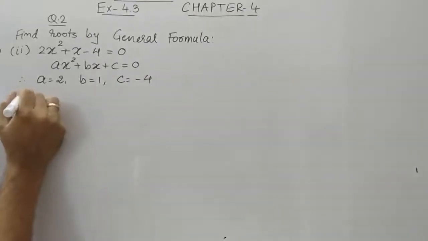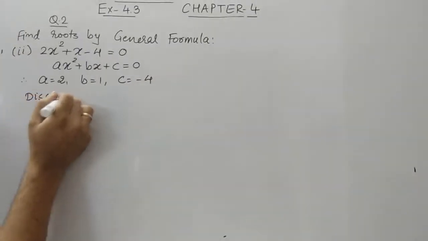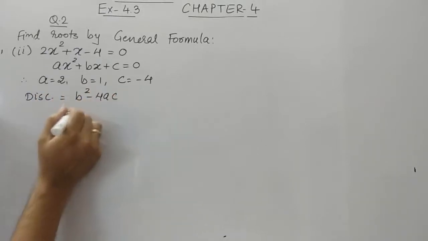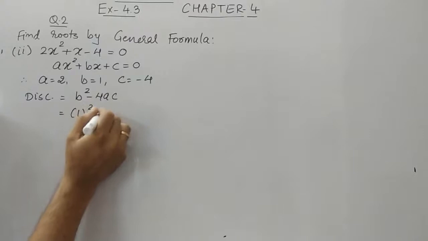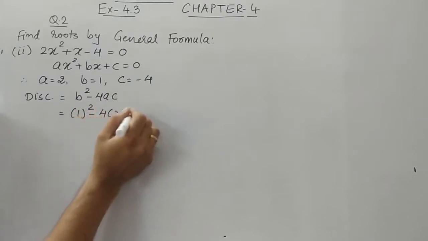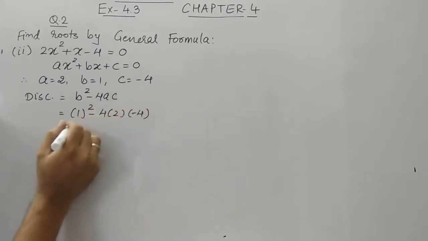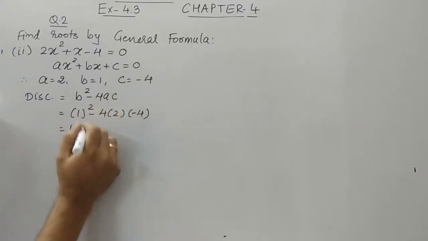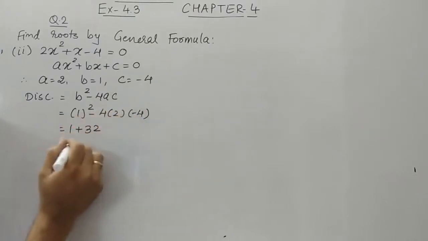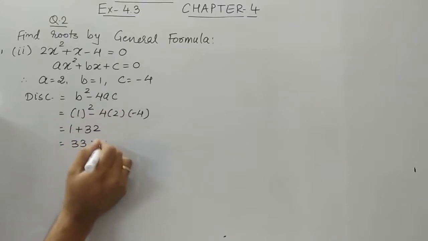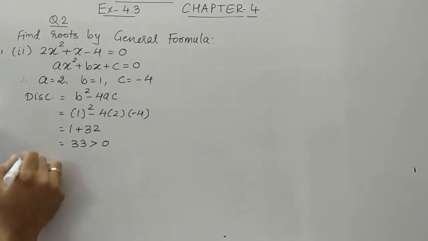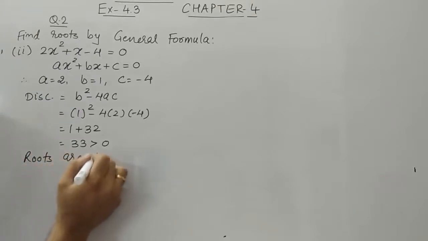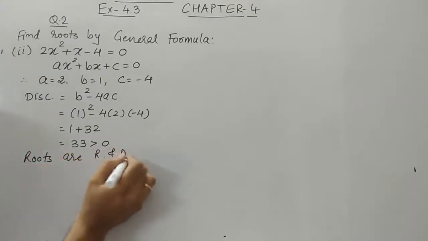Now let's find the discriminant, which is b square minus 4ac. b is 1, a is 2 and c is minus 4. It is 1, see, minus minus becomes plus, 8 4s are 32. So here we obtain 33. Again it is greater than 0, so we can say that the roots of this quadratic equation are real and distinct.